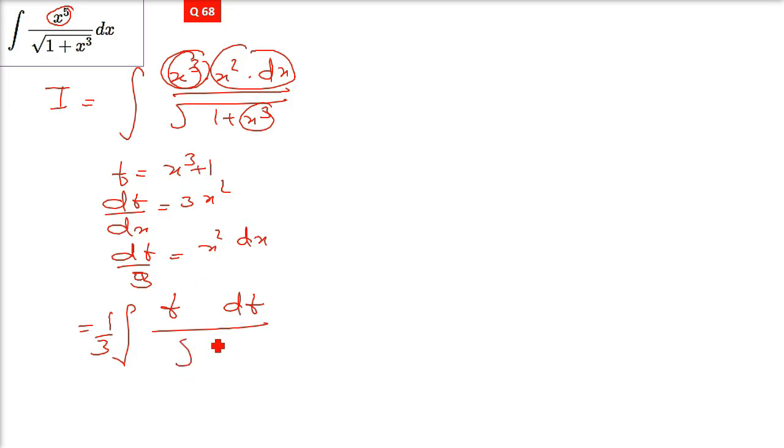I'm taking x cube plus 1 as t. The result will remain the same. Only the denominator, rather than having 1 plus t, we can have under root t. Accordingly, we'll change the numerator, because it will be t minus 1, because the numerator will be x cube. That's what we wanted to put. So this will be 1 by 3 in front.